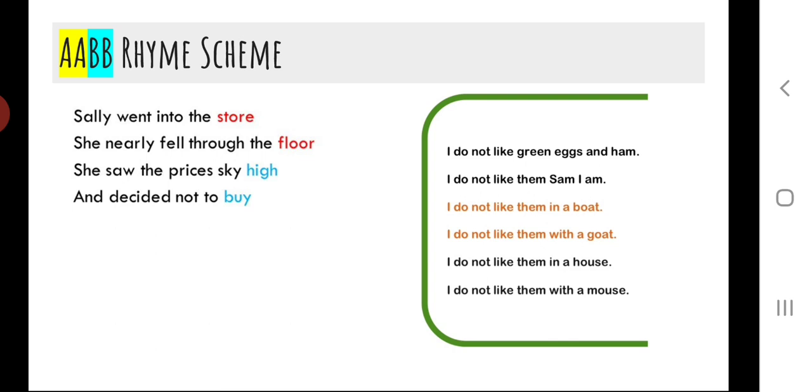Another example on the right from Dr. Seuss. I do not like green eggs and ham. A. I do not like them, Sam, I am. A. I do not like them in a boat. B, because it does not rhyme with A. I do not like them with a goat. B, goat rhymes with boat. I do not like them in a house. Okay, house does not rhyme with boat. It does not rhyme with ham, therefore it is a C. I do not like them with a mouse.